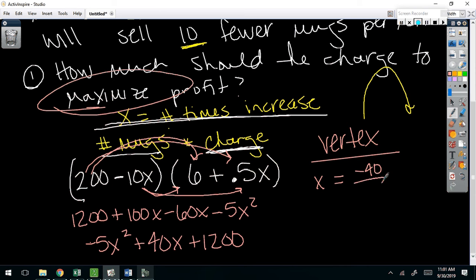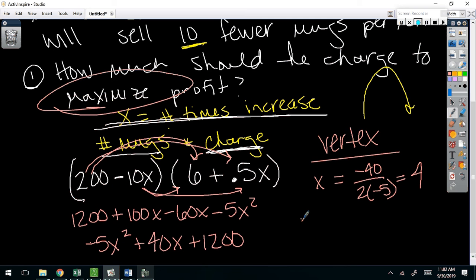over 2A. I think this is pretty cool because y'all are always asking me, when would we ever use this one? Look, you open a campus store and want to sell mugs, there you go. X equals 4. Now what is that telling me? What does X represent? X is the number of times you increase. If I increase 4 times, that's $2, right?